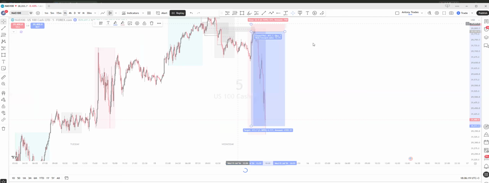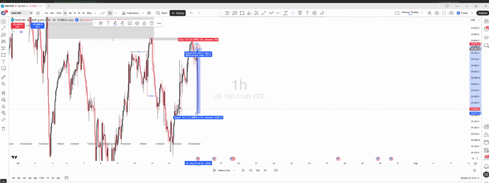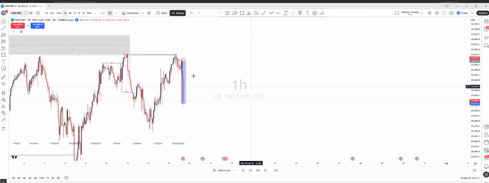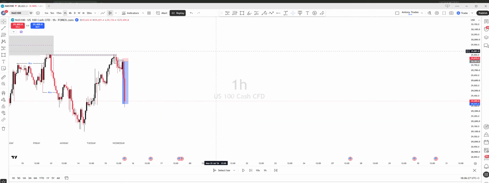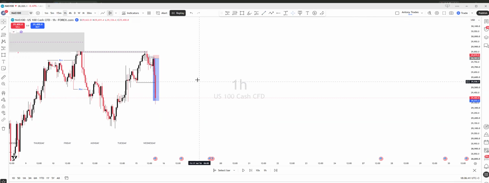All right. But for me, those entries I missed. I just wanted to show you the entry that I personally took, because I was watching it from the 1 hour. So I also ignored this movement, these wicks, because these are the news wicks. So I just saw this one as the last break from the 1 hour. And then I saw this one as a change of character from the 1 hour time frame, after the market reacted from here.